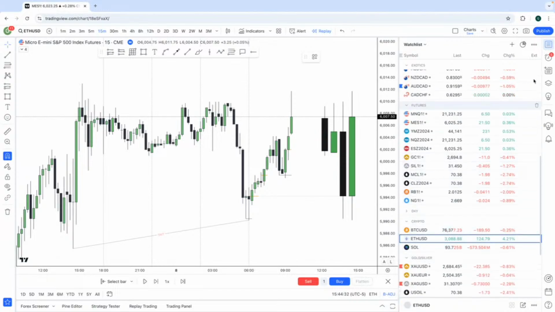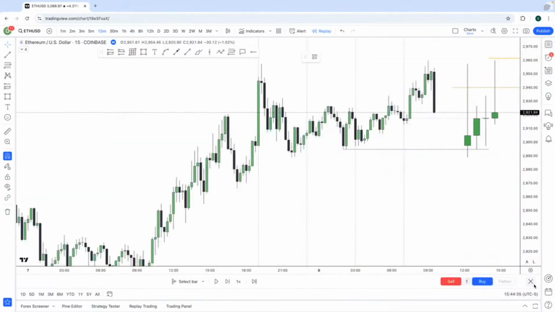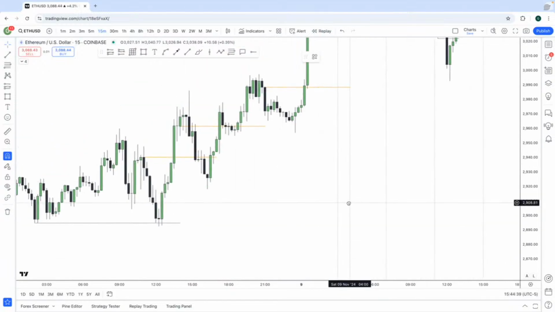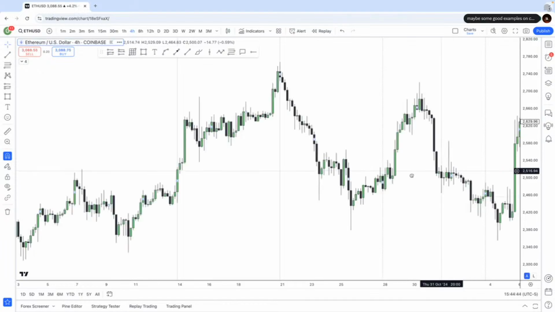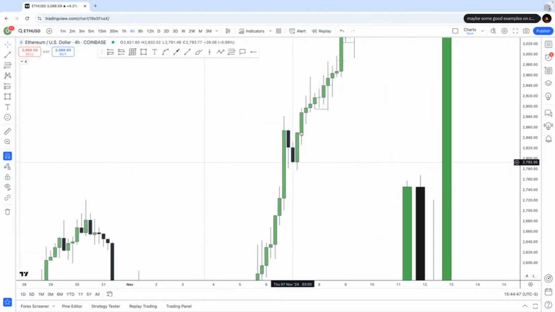There are multiple examples here. I don't know why I just started marking stuff up on this chart. There's a 4-hour and 15-minute model here. There's one right here. I'll show you this one.